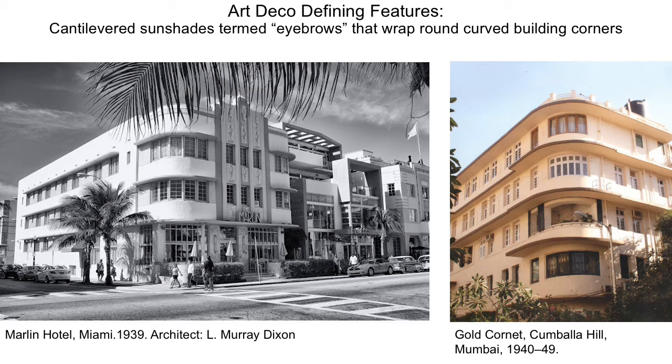Buildings with curved corners, which had faceted windows, often also have cantilevered sunshades called eyebrows. So if the prior slide had eyelids, these elongated sunshades are called eyebrows, and they generally wrap around the corner of a building, creating again an energetic line of flow, horizontal flow to the building. On the left, you see eyebrows on the Marlin Hotel in Miami, built in 1939, and on the right, you see the Gold Cornet in Mumbai, built from 1940 to 1949.